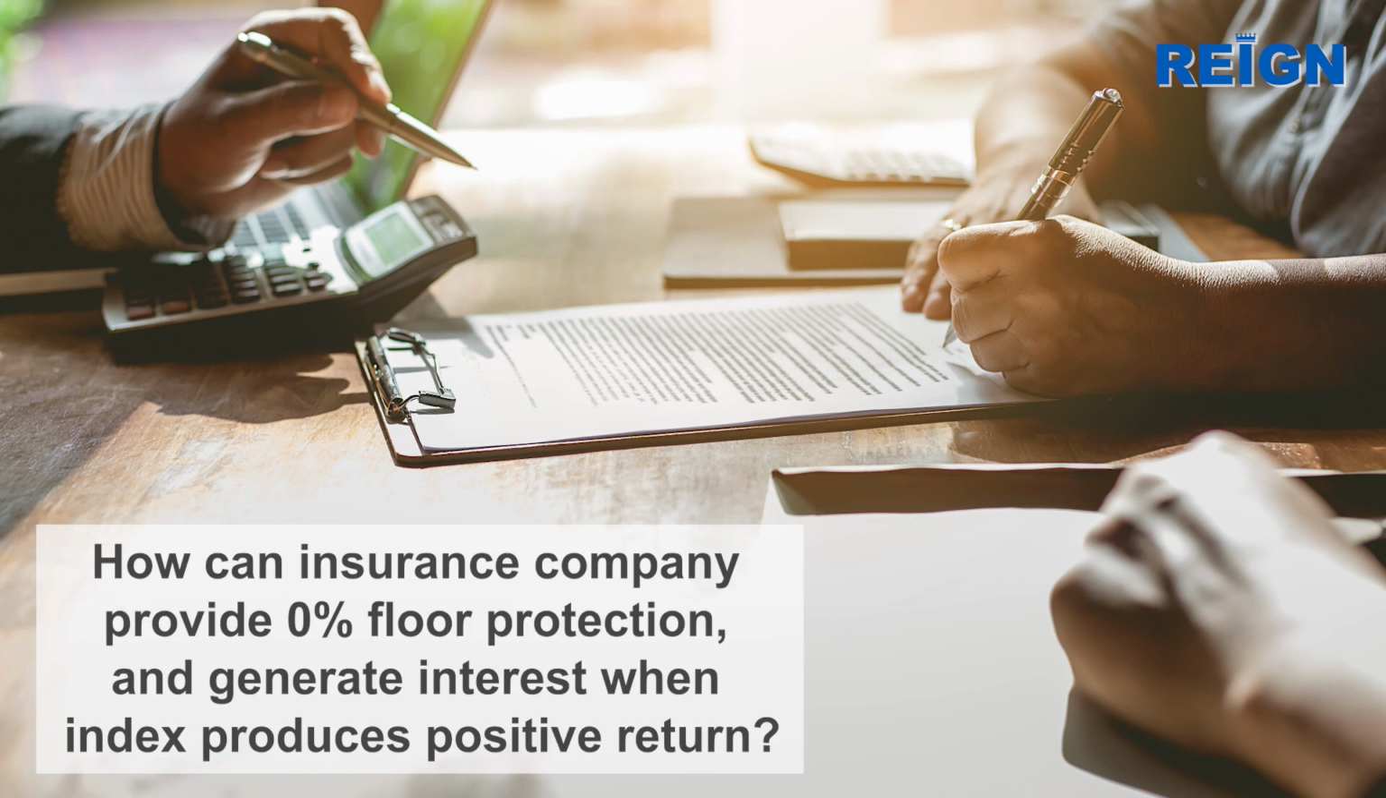See, one of the most common questions I get asked about index universal life insurance policy is, how can an insurance company provide 0% floor protection and generate interest when the index produces a positive return? How does that work? When you pay your life insurance premium, a small portion is to pay for the cost of maintaining the death benefit. The majority of the premium goes into the index calculation account to generate cash value.